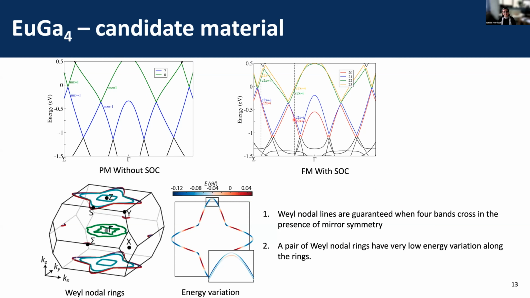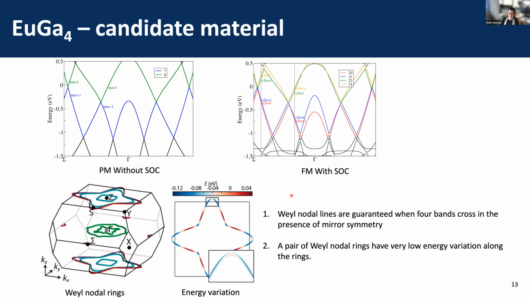So we want to compare what we get from these DFT calculations with experiments. This is just a preamble to showing some ARPES data. What I want to emphasize is that we're focusing on the paramagnetic state, in the absence of spin orbit coupling, this band structure, where with spin orbit coupling in the ferromagnetic state, we see the three sets of Weyl nodal rings which are schematically represented over here.